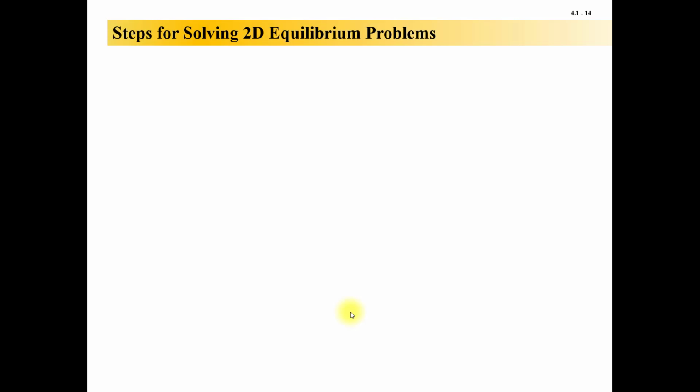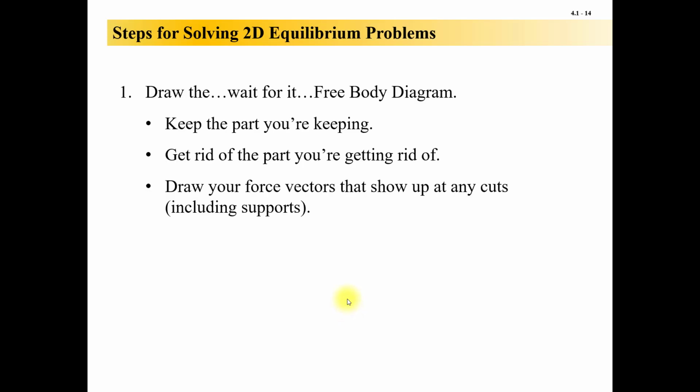Steps for solving 2D equilibrium problems. You've got to draw the free body diagram. It is more important than ever to draw the free body diagram. Don't be the person taking statics for the 6th time. Draw the free body diagram. Keep the part you're keeping. Get rid of the parts you're getting rid of.